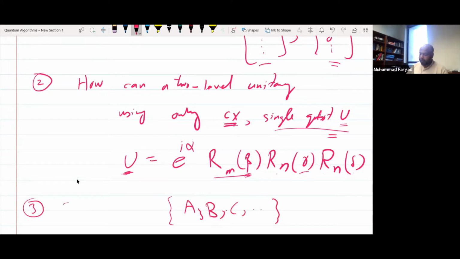Particularly, we will show that only with the Hadamard and pi by 8 gate we can approximate these unitaries to any desired precision epsilon using only these two gates. And then with this and CX, we will be able to show that we can implement any unitary up to the desired precision. So this is going to be our roadmap. Go ahead, Afnan.